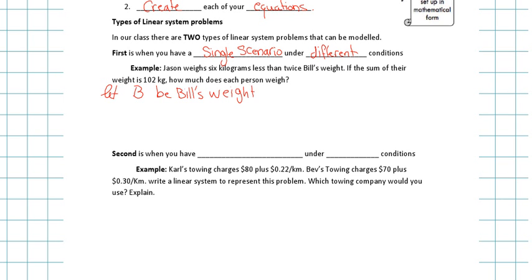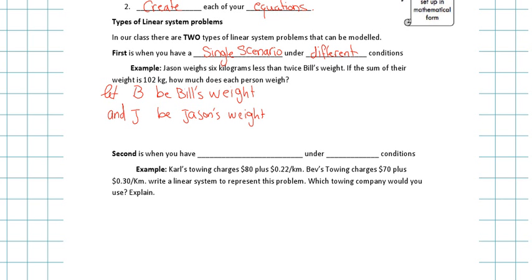And let J be Jason's weight. The first thing is always to tell the person who's reading your answer what each letter represents. I can't assume what you mean. Now, I have two scenarios here. Actually, I have one scenario, which is Bill's and Jason's weight.